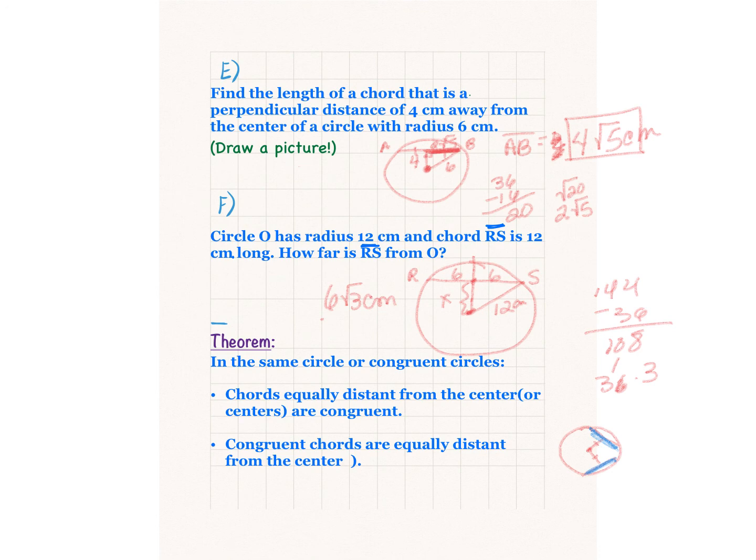I can also have two congruent circles. Remember we said, so if I have these two congruent circles, let's just say that they're congruent, and I have a chord here and a chord here, and they are the same distance away, then I know that that chord and that chord are congruent. Okay?